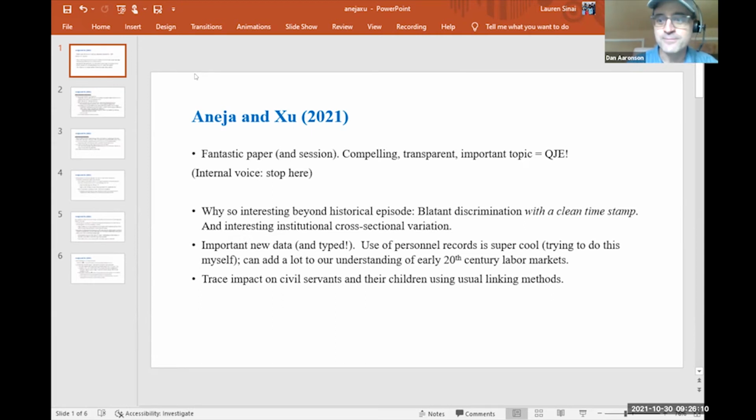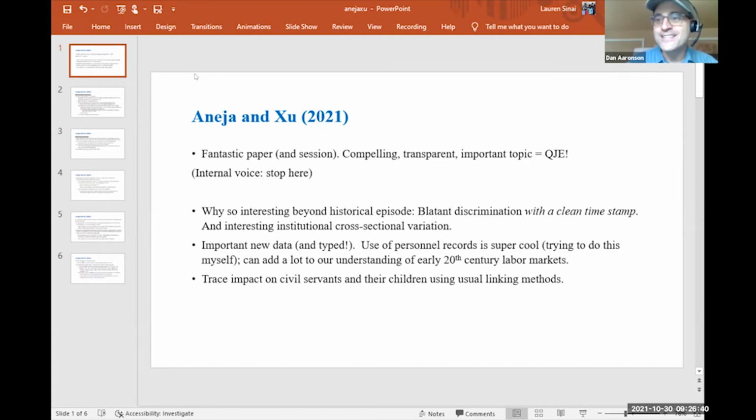So why do I like this paper so much? It's probably Captain Obvious stuff to point out that it's really rare to identify such a blatant change in discrimination policy with such a clean timestamp. The inauguration of Woodrow Wilson starts this new policy. So it's really well identified. We know who the treated people are here. They did a great job coming up with a very convincing control group.